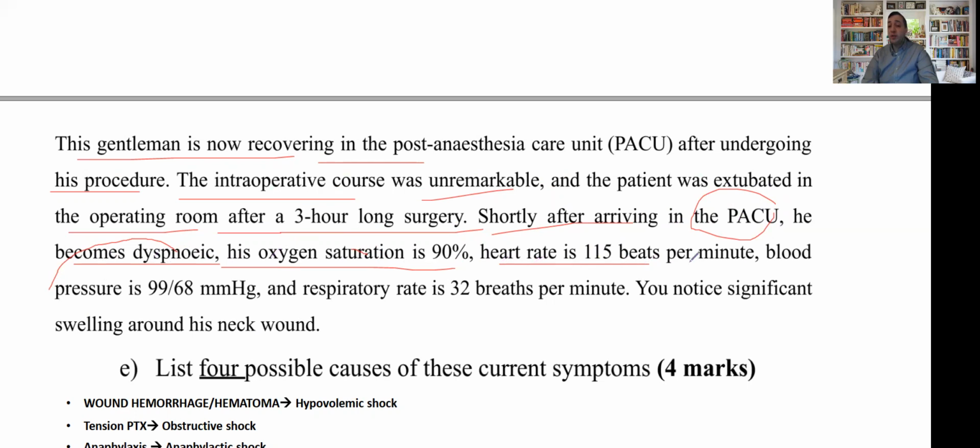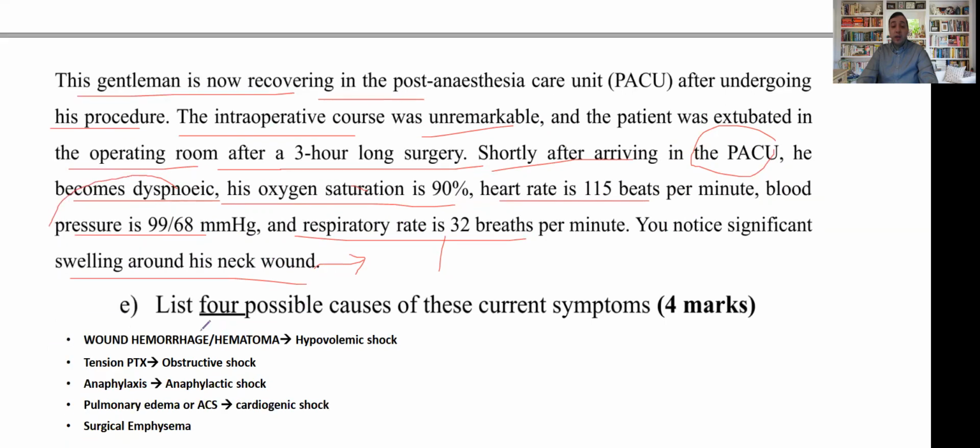Heart rate 115, so he's tachycardic. Blood pressure 99/68, he's hypotensive. Respiratory rate 32, he is severely tachypneic. So we have acute onset of dyspnea, tachypnea, desaturation, hypotension, and you notice significant swelling around the neck wound, around the site of the surgery, because this surgery is in the neck, as he has carotid artery stenosis. So this means that, with swelling around the neck wound, most likely he had a carotid endarterectomy.